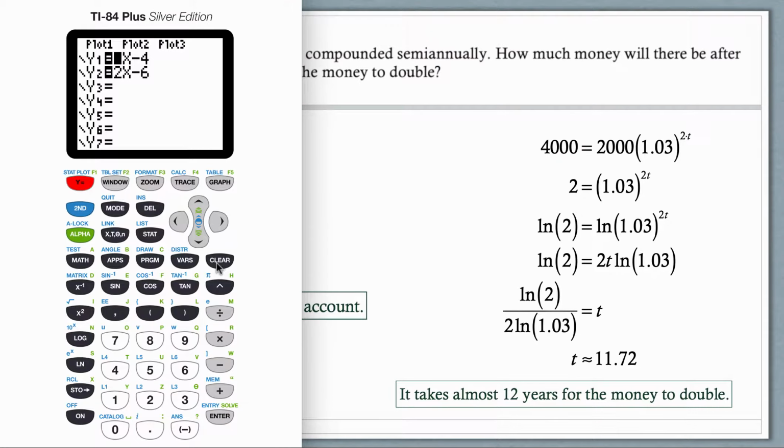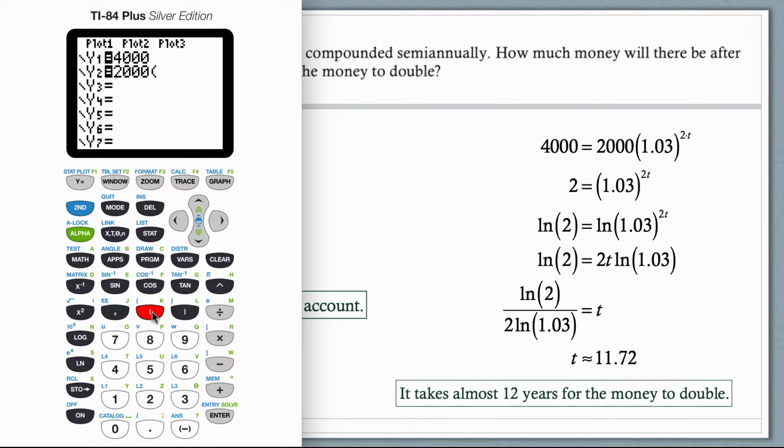If I go into y equals, the left-hand side of my equation I'm going to put into y1, and the right-hand side of my equation I'm going to put into y2. It really doesn't matter which one you put into y1 or which one you put into y2. I just always do left into y1, right into y2. Again, since this exponent has 2 operations, please put it in parentheses so the calculator reads it correctly.